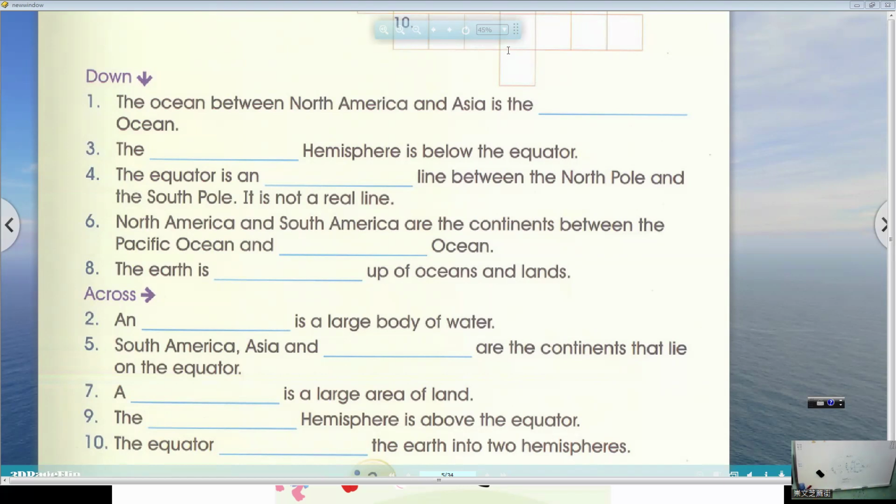The ocean between North America and Asia. Pacific Ocean. Okay, that is Pacific. Remember to put uppercase because that is the name of the ocean.